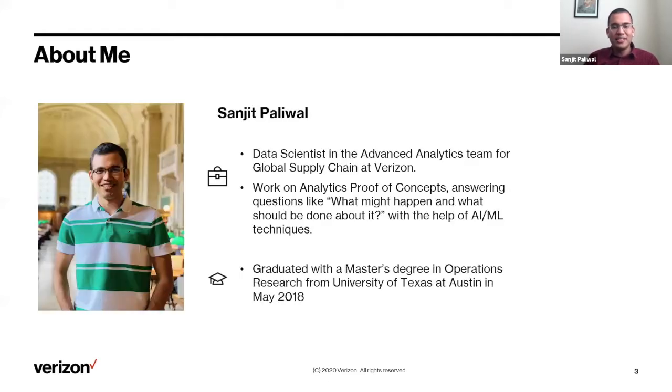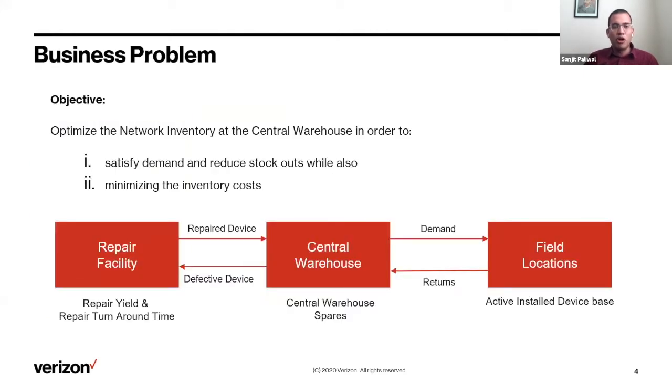So I'm basically a data scientist at the advanced analytics team for global supply chain at Verizon. I work on analytics proof of concepts, answering questions like what might happen and what should be done about it with the help of AI ML techniques. And basically, we do the end-to-end machine learning process from the business problem formulation to the end product delivery. Prior to joining Verizon, I was a master's student of operations research at the University of Texas at Austin.